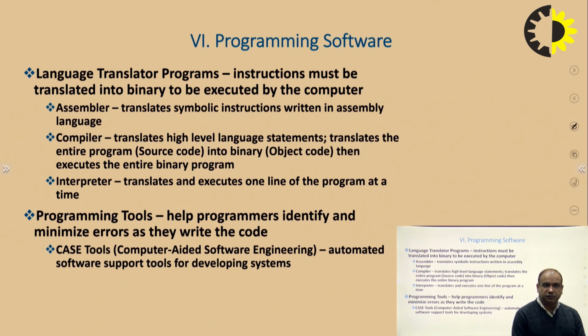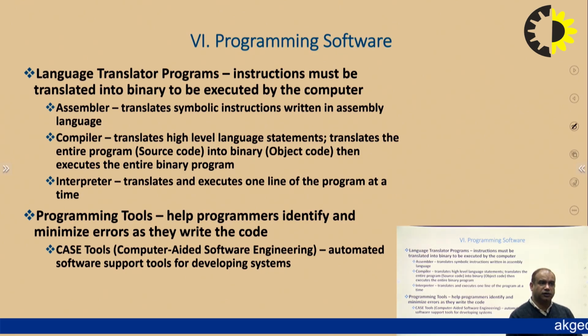Next is our programming software. Programming software that translates these programming languages for the computer: first is the language translator program, where instructions must be translated into binary to be executed by the computer. So, here what we use, first is the assembler. Assembler translates symbolic instructions written in assembly language. Second is the compiler that translates high level language statements, translating the entire source code into binary code or object code, then executes the entire binary program.